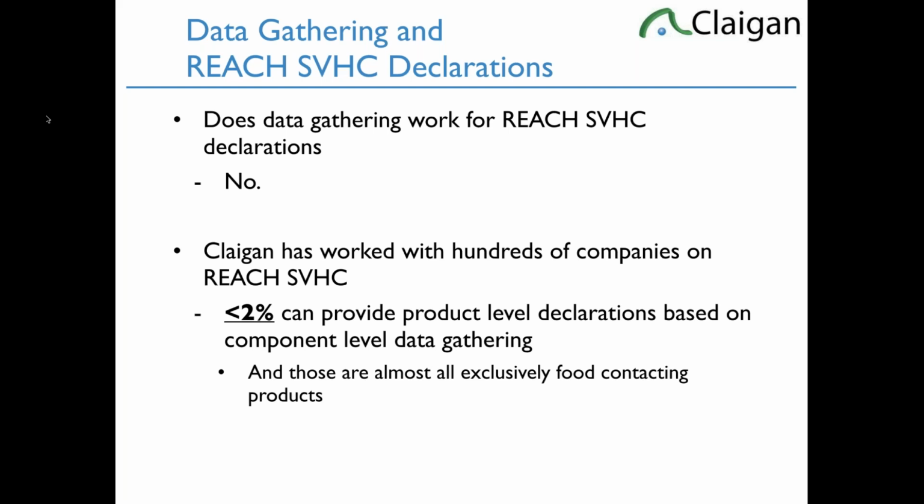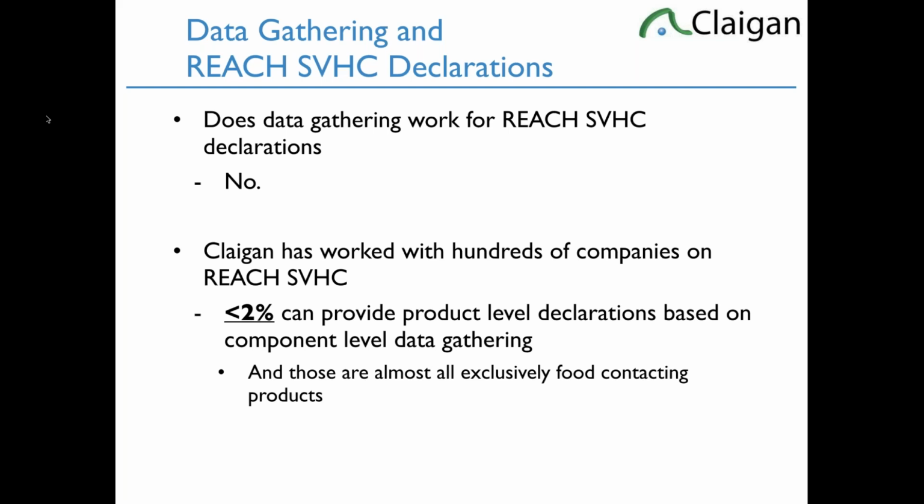Well, we work with hundreds of companies. We test hundreds of products a month. We've done lots of consulting and gone on a lot of on-sites. We've almost never seen product level SVHC declarations complete and accurate from data gathering, especially not complete. We go to companies, hey, do you have your REACH SVHC declaration? Oh yeah, we have data in our database. Awesome. Do you have the product level declaration?